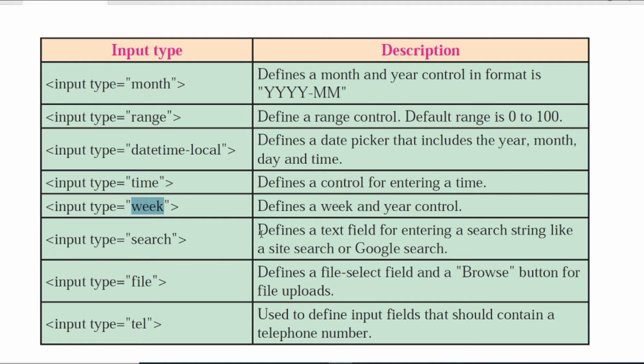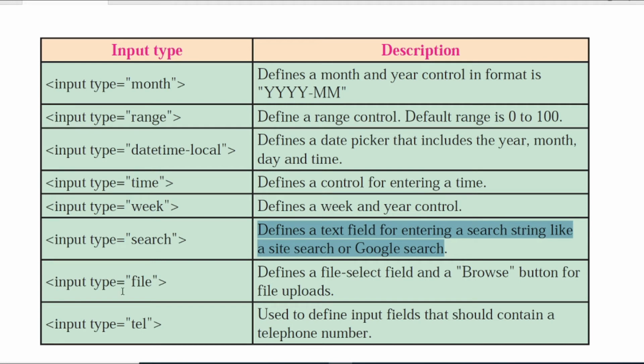One of the most used input types nowadays on different kinds of websites is input type equal to search. Now you might have come across many websites which provide us insight, or we can say a specific Google search. This is done through input type equal to search. This defines a text field for entering a search string like a site search or a Google search. Every website nowadays has a search bar.